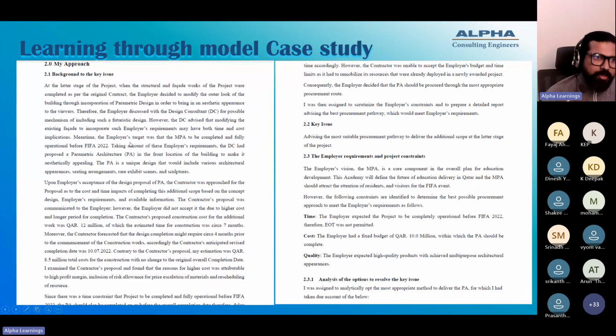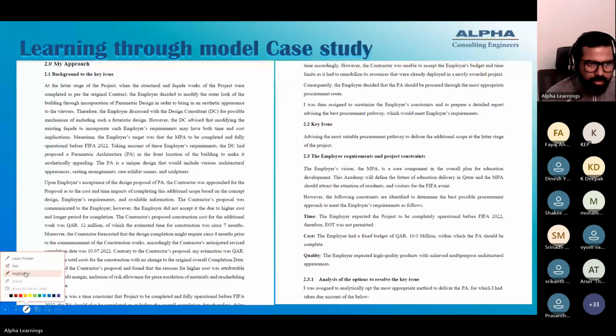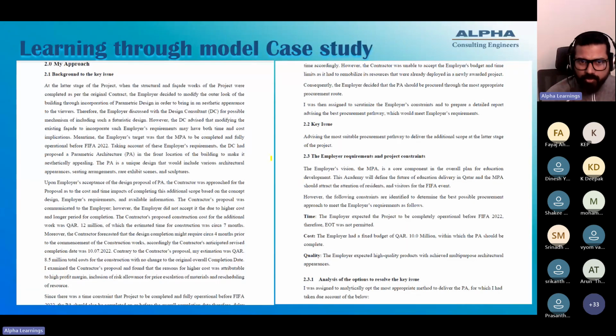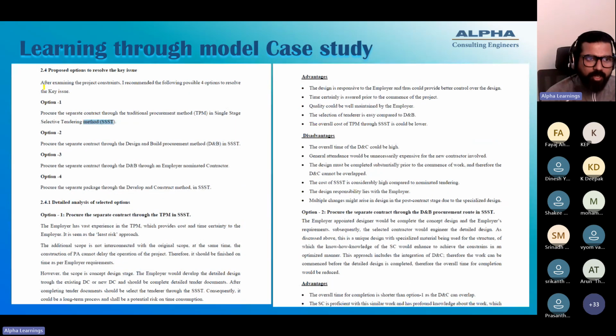In my approach, firstly, you can write about the background of the key issue. Then the key issue statement. In the key issue statement, this is the key issue statement. Then the employer's requirement in terms of time, cost, and quality. And then you set out the options required to resolve the key issue. Here the candidate has considered 4 options.